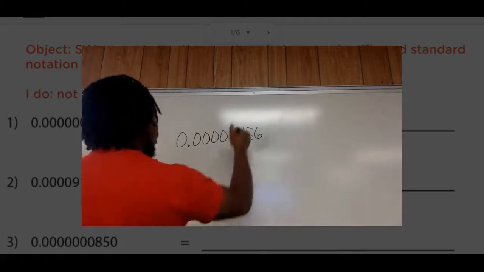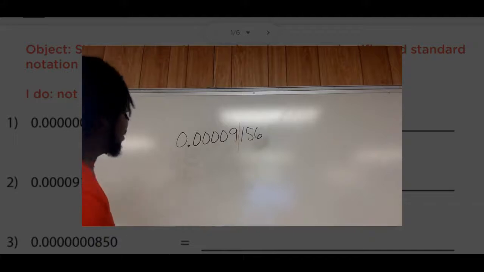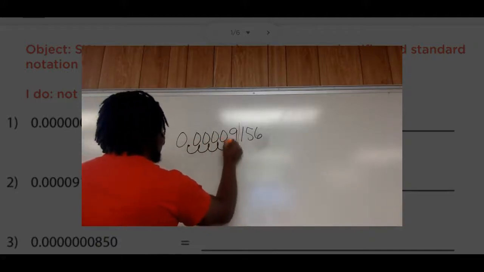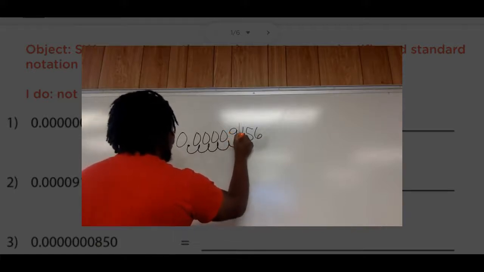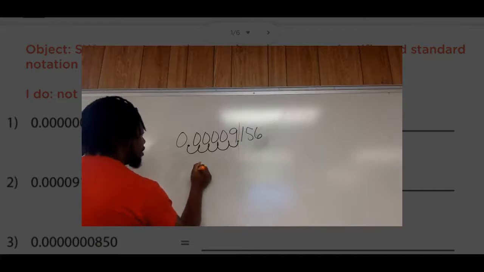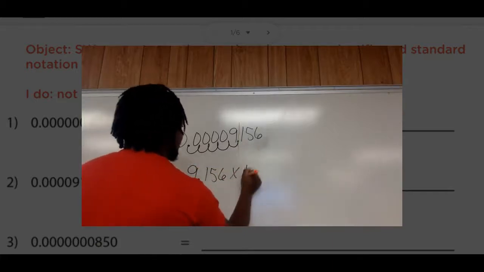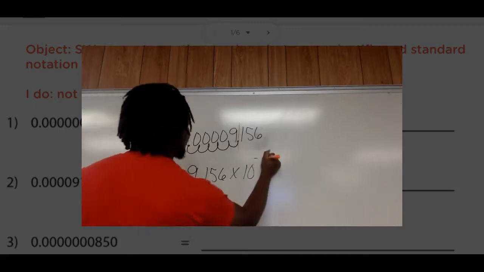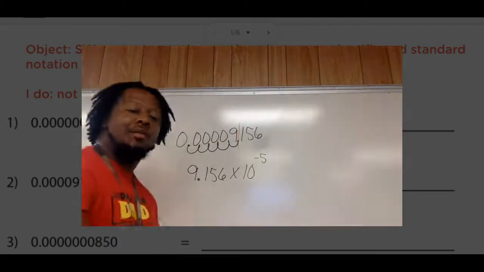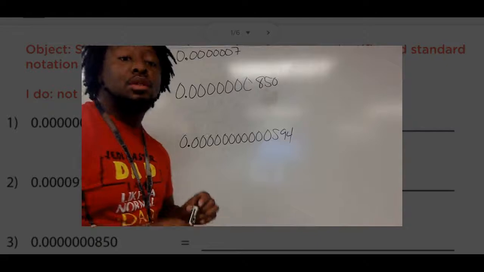Remember, it's going to go right here in between those first two sets of numbers. We're going to loop-de-loop: 1, 2, 3, 4, and then 5. So my scientific form is going to be 9.156 times 10 to the negative 5th power. It's real easy, guys, it's not rocket science. Let's check out our next example. I hope you guys are getting this because I'm going through it fast.